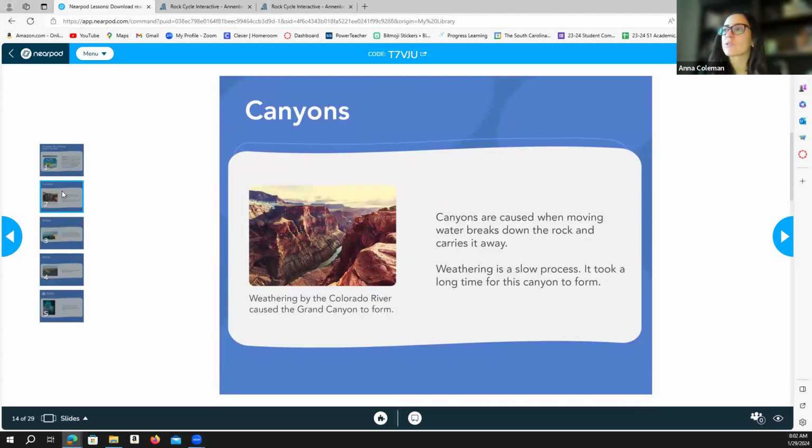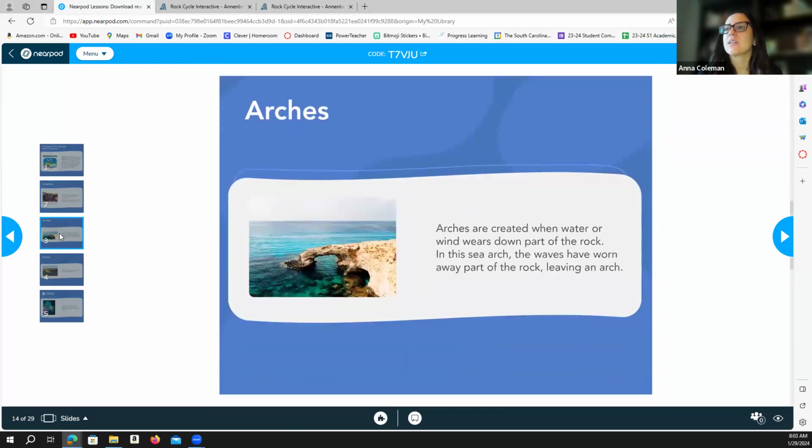Then we have, look at those canyons. Those are beautiful. So canyons are actually caused when moving water breaks down the rock and carries it away. So weathering is a very, very slow process. It took a long time for that canyon to form. Okay, these are the arches.